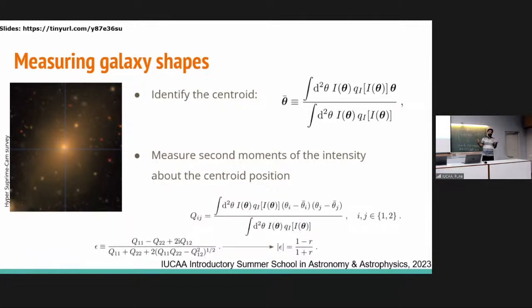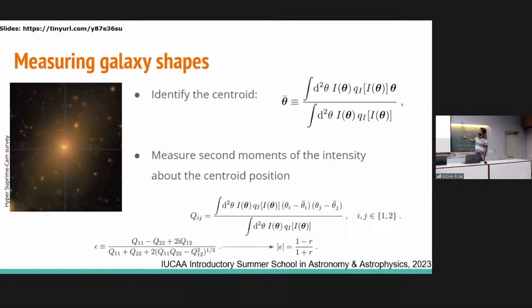Now you want to calculate the shape. So if the galaxy was a Gaussian, then what you can do is you can take a second moment of this distribution and then figure out what are the sigmas of this Gaussian by looking at the second moment. So that's exactly what you do. This is a Qij, which is the second moment. So you again take a d2 theta I(theta). So you're summing over all these pixels at different intensities in each of these pixels. And then you're taking the second moment. But while taking the second moment, you do this reduced second moment. So (theta_i minus theta_i bar) and (theta_j minus theta_j bar).